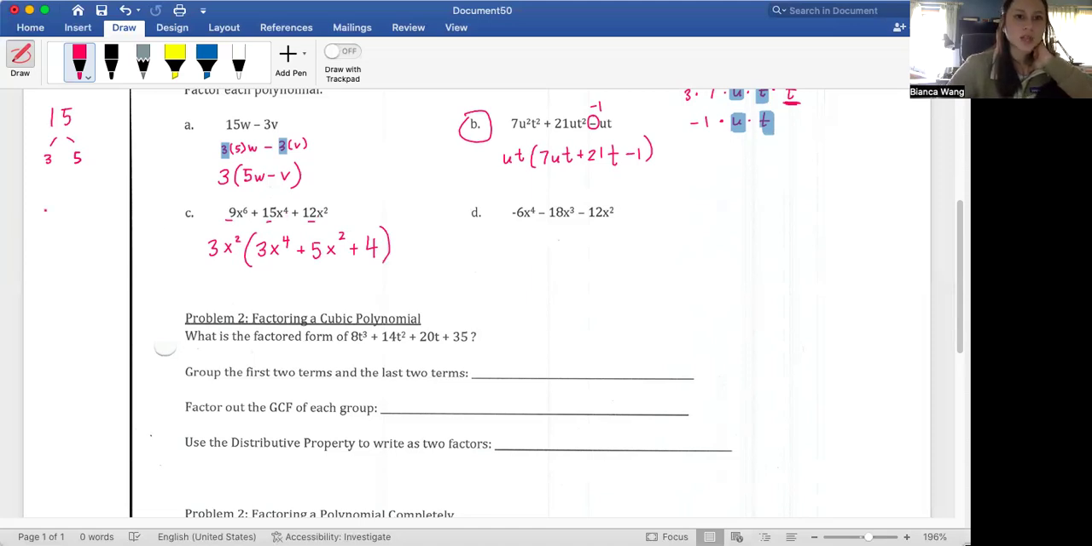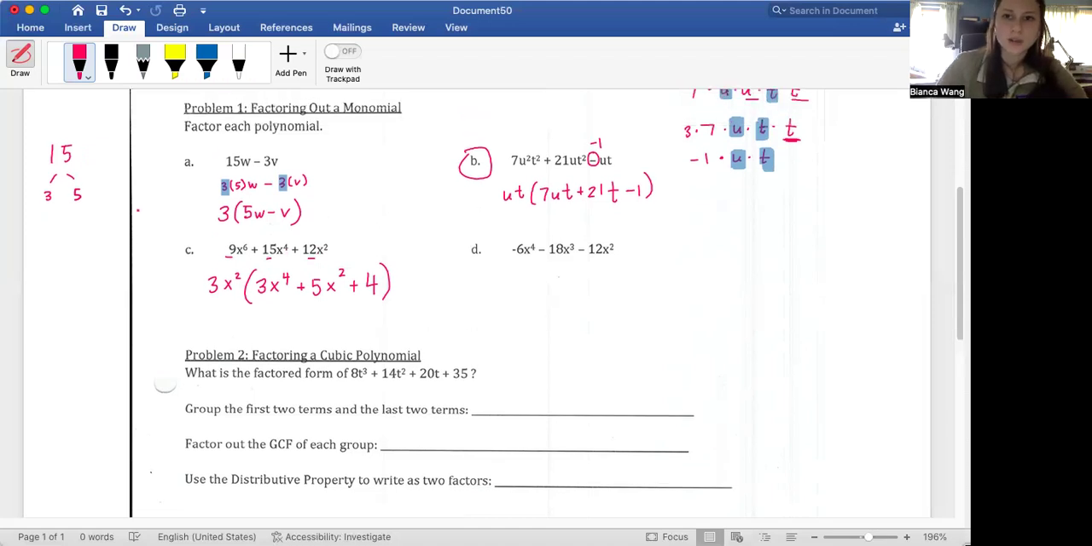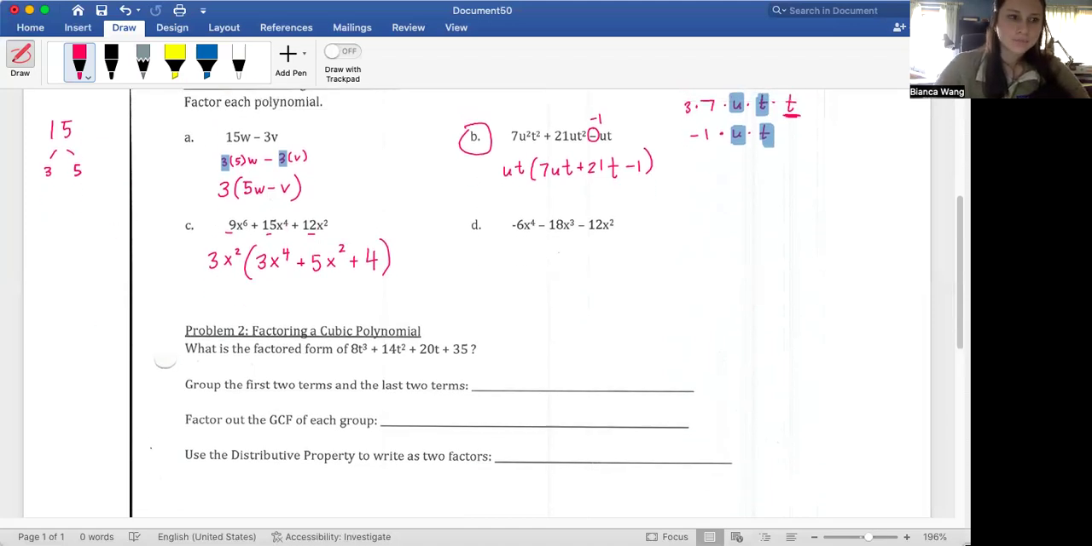And if you wanted to double check, if you wanted to do it the way where you factored everything out, you definitely could do that, right?